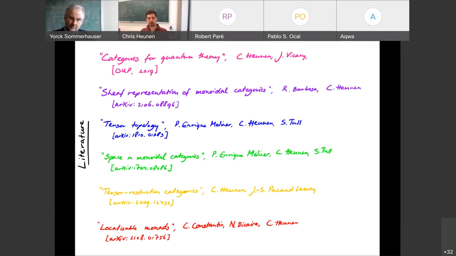If you can't get enough, all of this is based on the papers I'm mentioning here. The first one is actually the book that York mentioned. It's very nice, and you can read it, and it's more for background. The real tensor topology material is in the five lowermost papers. I think we'll make these slides available afterwards, so you can follow all the arXiv identifiers if you like.